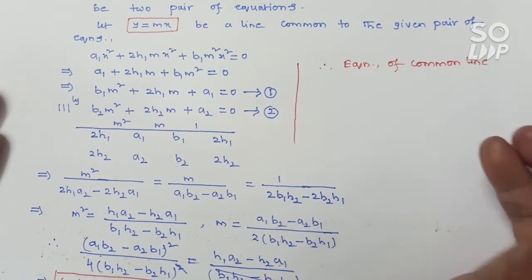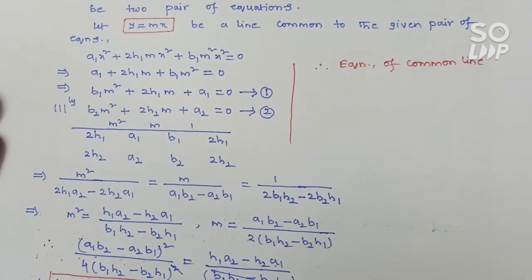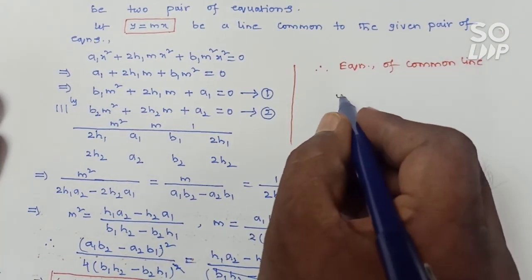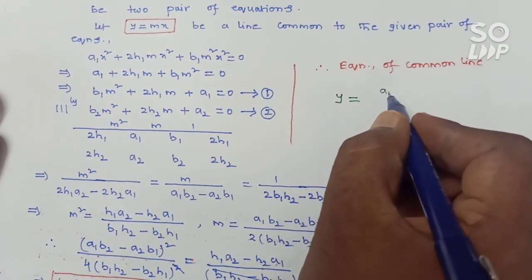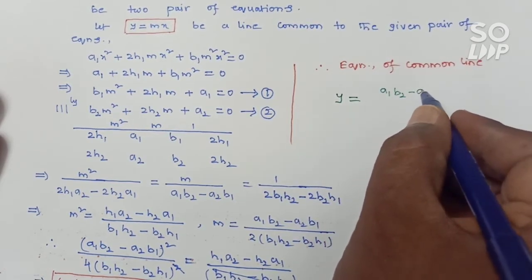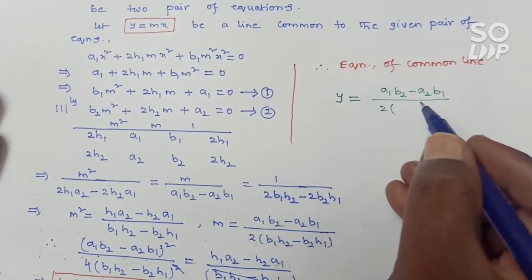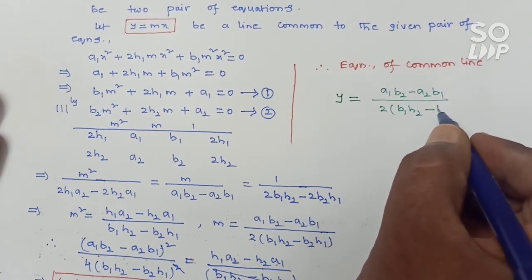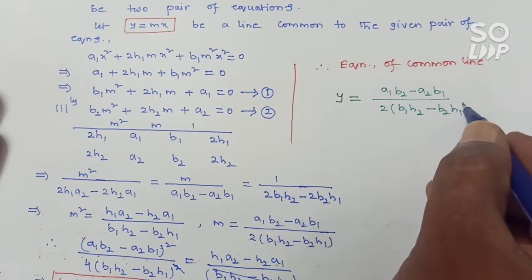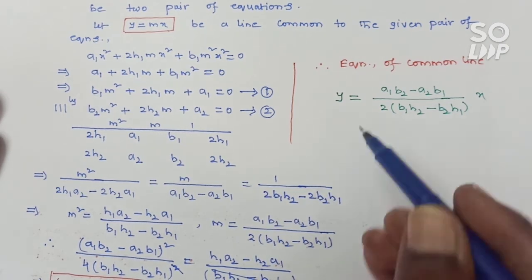So please all of you observe this one. Equation of the common line: y is equal to m into the m value, which is a1 into b2 minus a2 into b1 whole divided by 2 into b1 into h2 minus b2 into h1, into x. This is the equation of the common line.